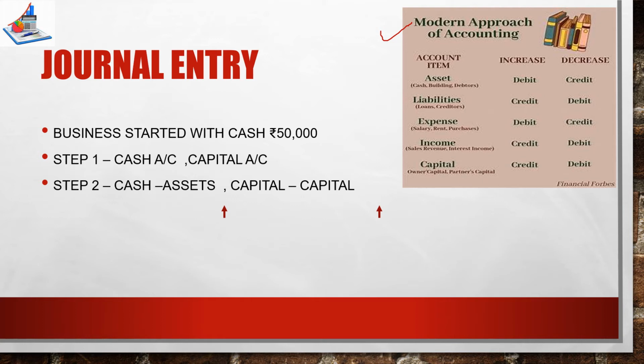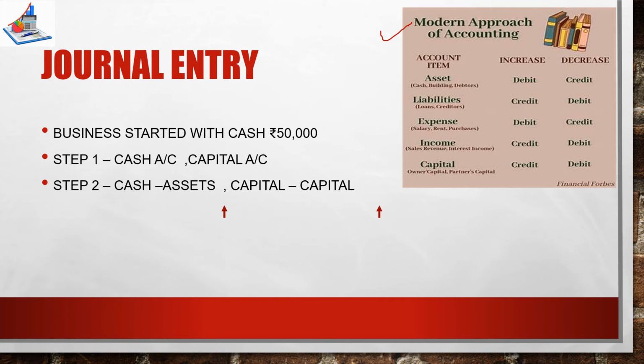In the same way, expense, if it increases, it goes on the debit side. If any expense decreases, it goes on the credit side. If income increases, it goes on the credit side, and if it decreases, it goes on the debit side. Capital, if it increases, it goes on the credit side. If it decreases, it goes on the debit side. So this is the modern classification rule that you need to know. You need to learn this so that your journal entry becomes easy. As now we have completed step 1, we have identified the names of the accounts to be opened.